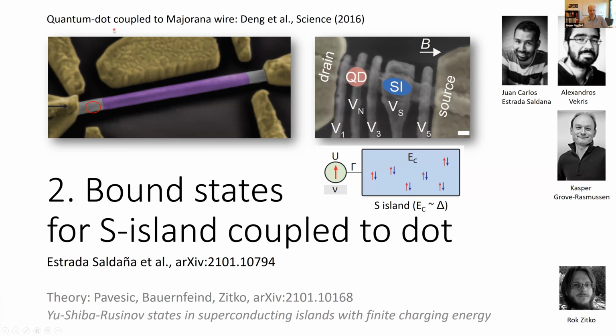This was illustrated, for instance, in the work by Ding in Science in 2016 that studied a proximitized wire with dots coupled near the contact. We will now do this experiment in a more controlled fashion by studying a small superconducting island with a significant charging energy coupled to a gate-defined quantum dot in the same nanowire. This is experimental work performed by Juan Carlos, Stavros Altsana, Alexandros Vikras, and Kasper Gove Rasmussen in my lab, with help from the Ovdje group in Slovenia on modeling of the system.